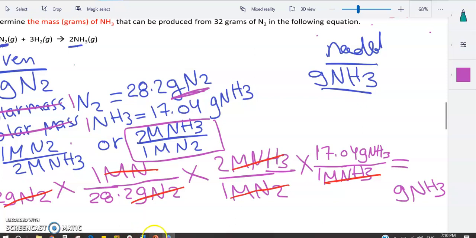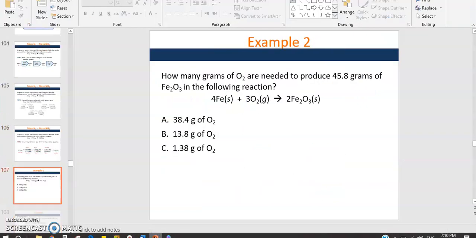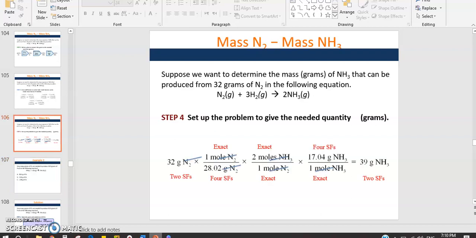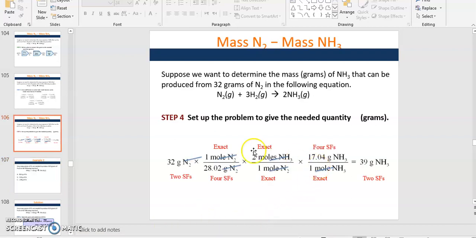Let's go back to the presentation so we can actually find the right number. And so here are all the numbers, and we will have 39 grams of NH3. Okay, so this is how to actually determine how many grams of the product will be formed when you use this much of one of the reactants.